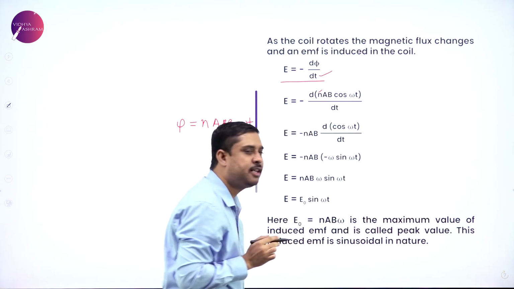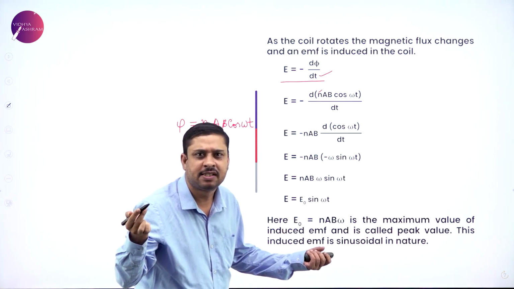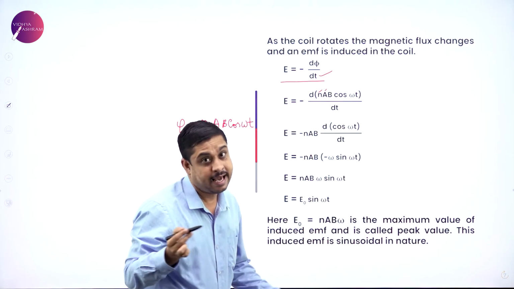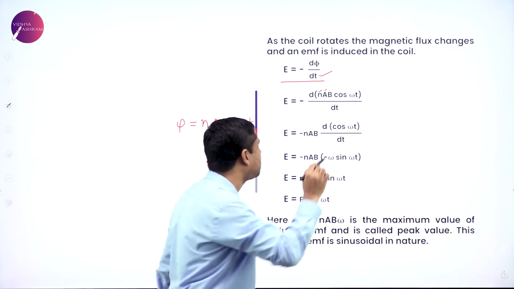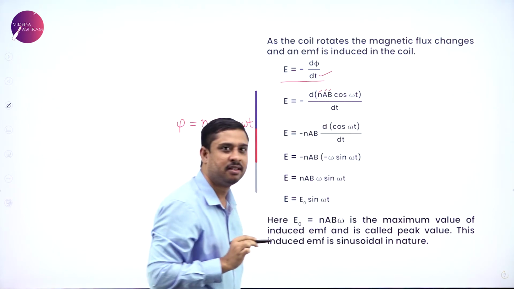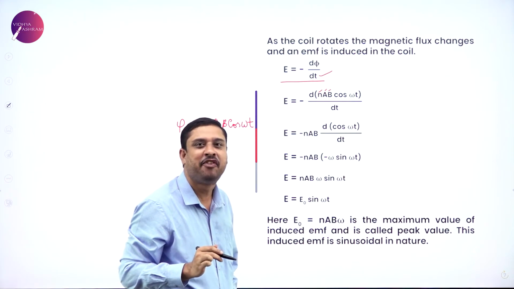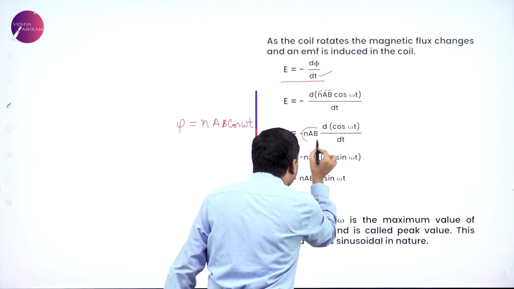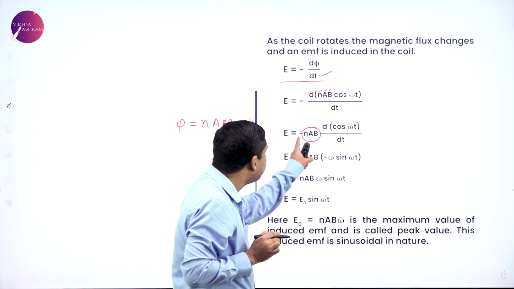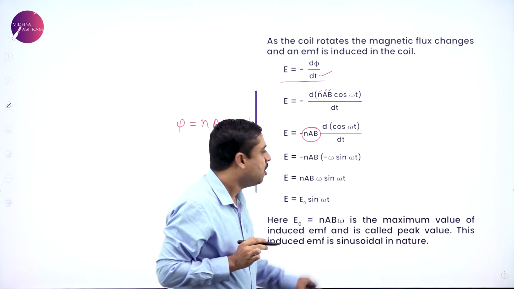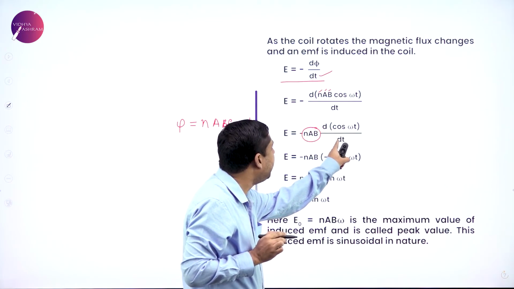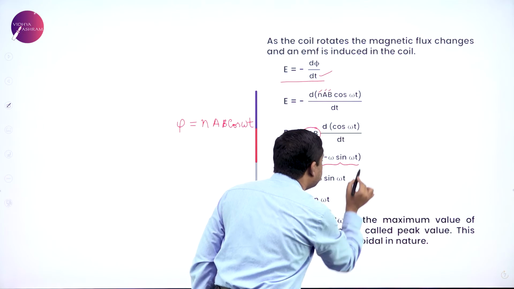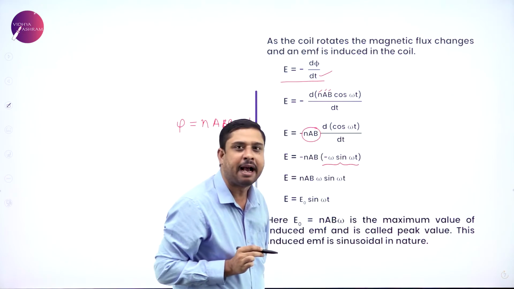Is N constant? Yes. Number of turns per unit length is constant. A, area of cross section, constant. B, uniform magnetic field, strength of the magnetic field is constant. So I have taken out the constants. N, A, B. What remains? d by dt of cos omega t, which is minus omega sin omega t.